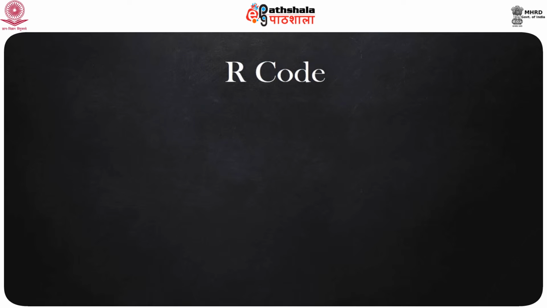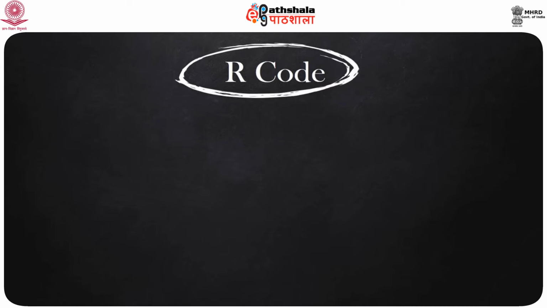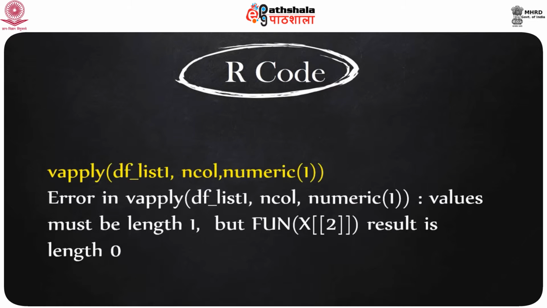Moreover, if we write down these arguments within the vapply function with an additional numeric 1 argument, then we will get an error which is given here. Here the error reads: values must be length 1. If the function returns results of different types or lengths, the sapply function will return a list as we have seen here. But under similar circumstances, the vapply function will give you an error.